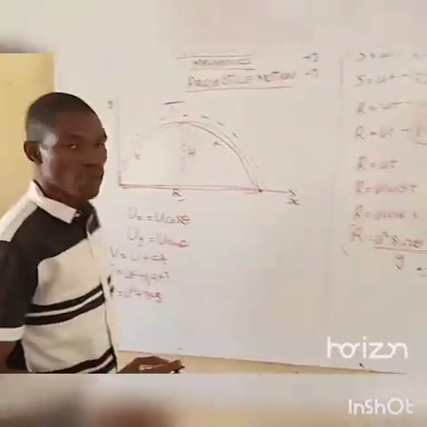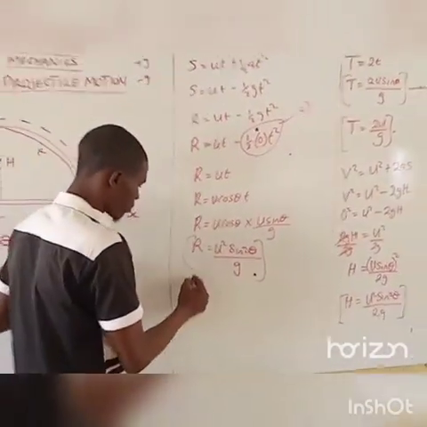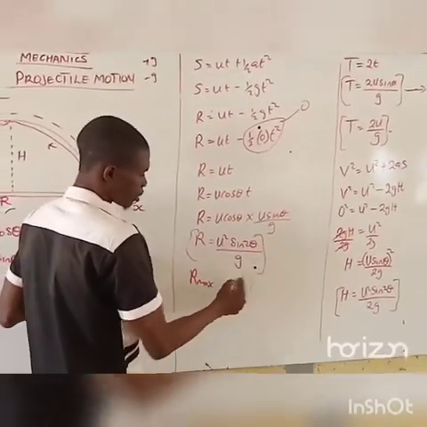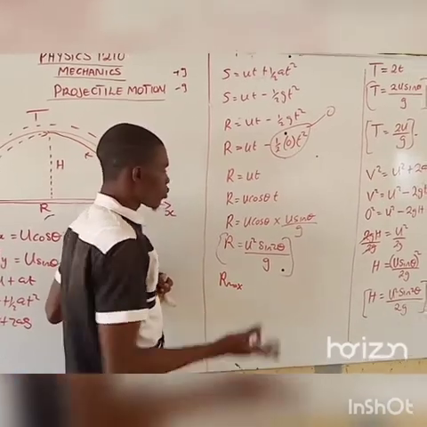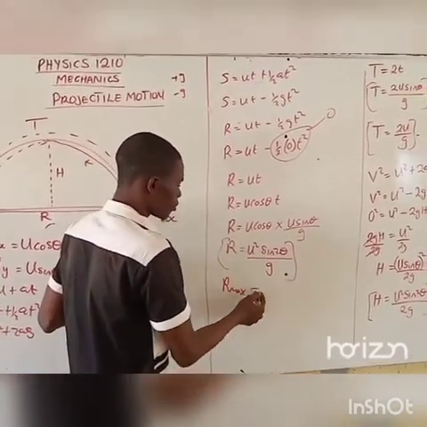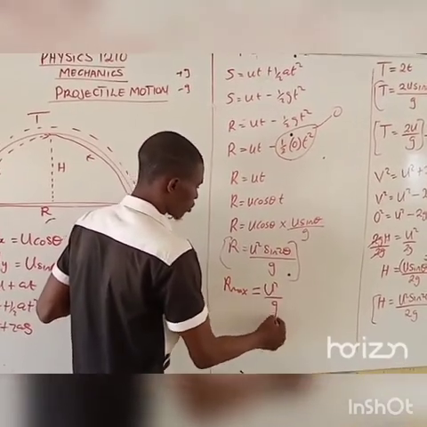But sometimes you may be asked to calculate maximum range. At maximum range, 2 theta is equal to 90, and sin 90 is 1. So 1 times u square is u square. So at maximum range, R is equal to u square over g.